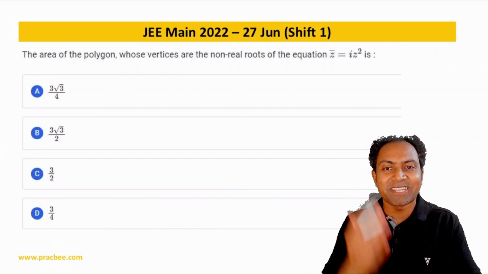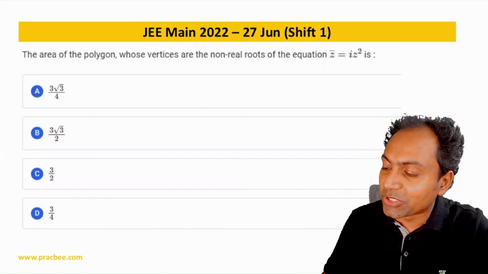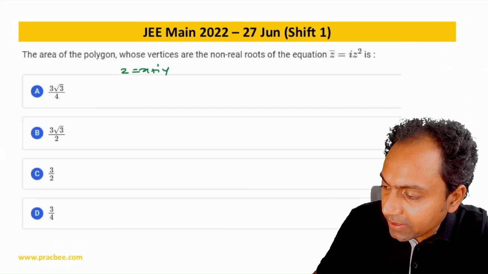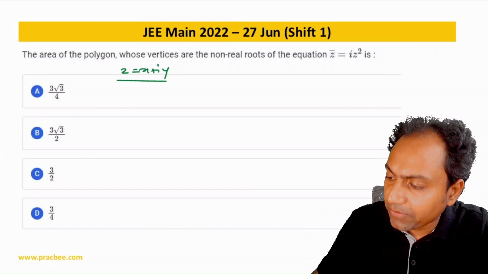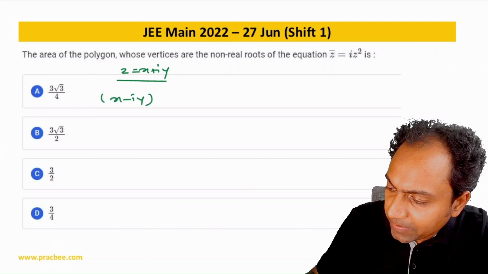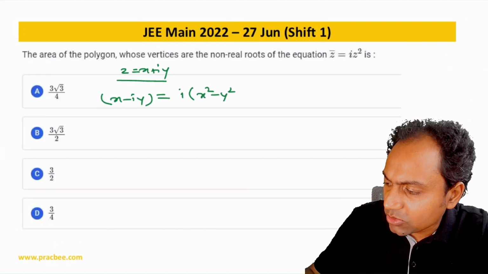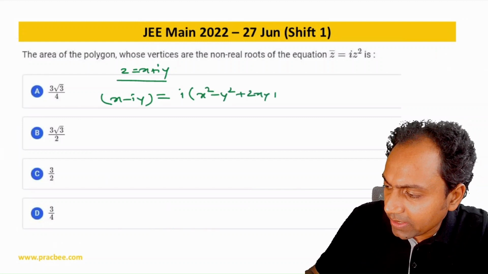Now let us look into another question that came in 2023. In this question, if you put in place of z nothing but x plus iy, this question becomes a very simple question. Why? Because the left hand side will become x minus iy. Z square we have found multiple times: x square minus y square plus 2xyi.